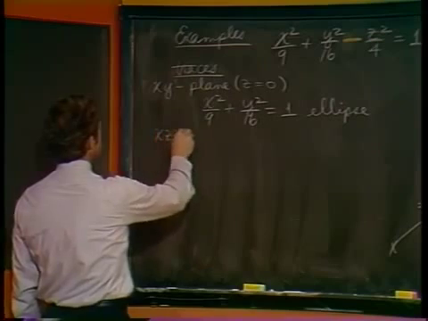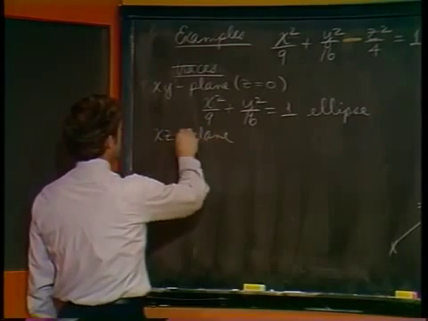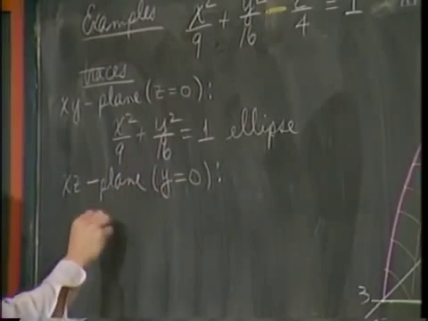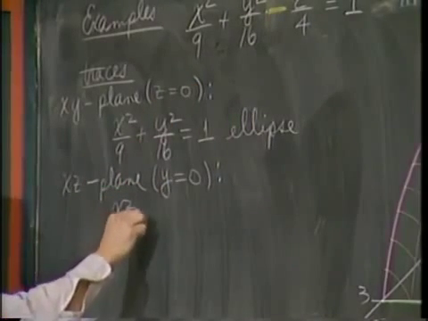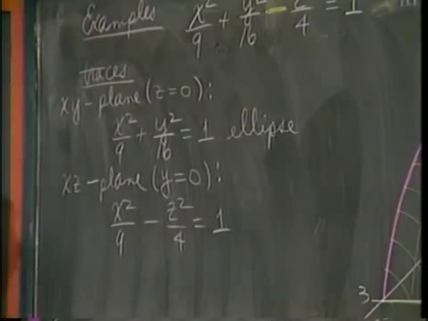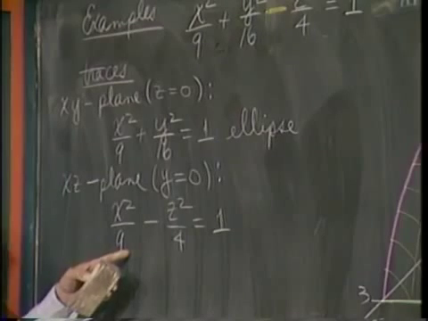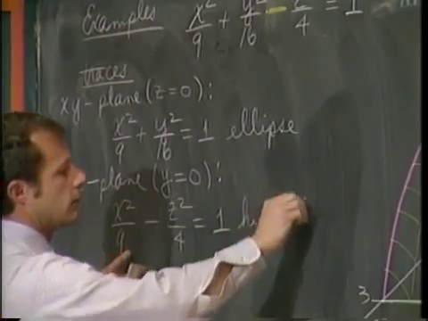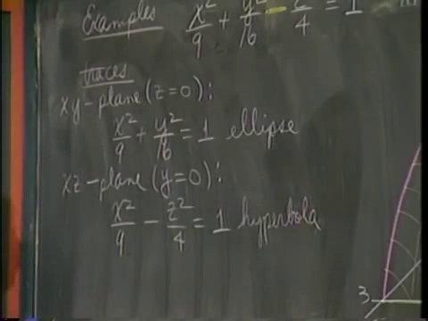In the xz plane, when y equals 0, we have, maybe you can help me on that one. That's old stuff. Hyperbola. And of course, that's where the name comes from. So there's the difference. We have now changed to a hyperbola from an ellipse.